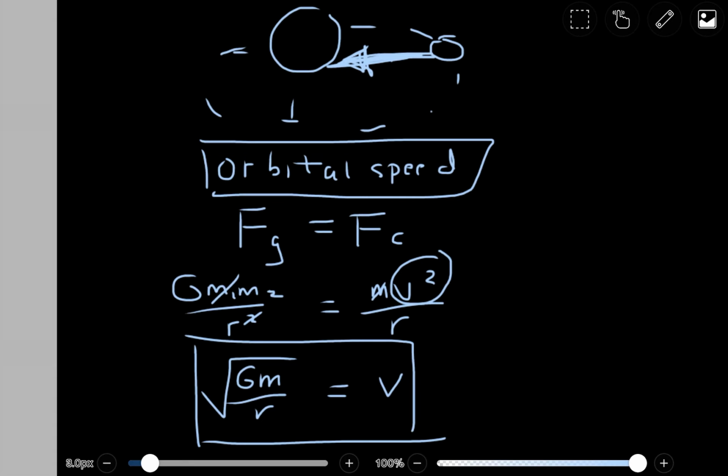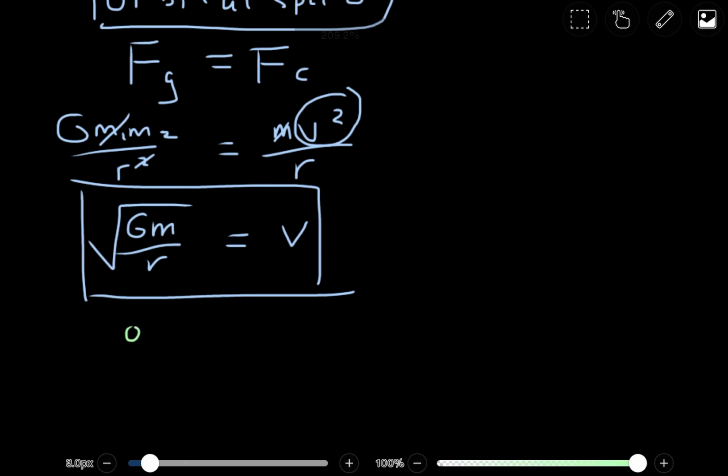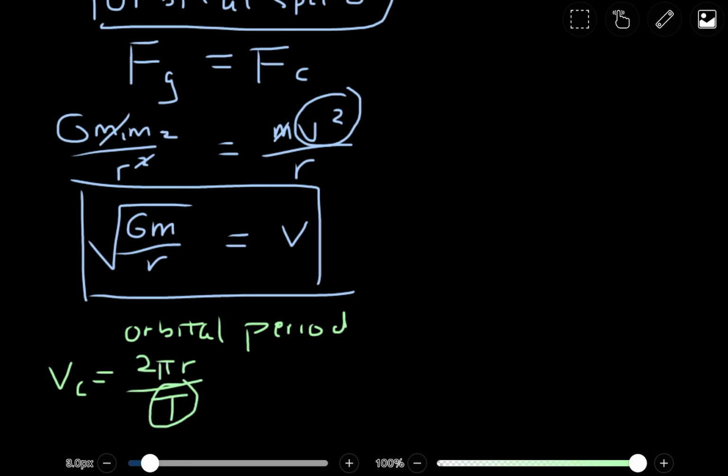So how about orbital period? We know the orbital period is given by the symbol T. And we also know the formula that relates centripetal force and speed, because this is a centripetal force question, we have T here, and we have the centripetal speed here. So if we just arrange it, we can find the orbital period given this.